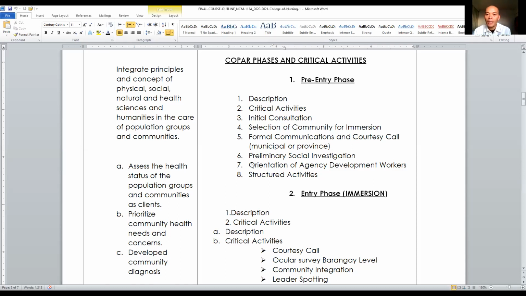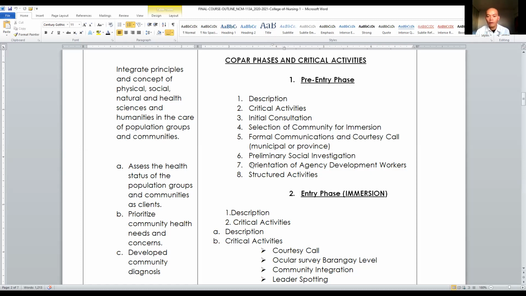Okay, our previous topic was on the COPAR phases and critical activities. We discussed the pre-entry phase, which is the first phase of COPAR. Activities, description, initial consultation, selection of community for immersion. So how do we choose a community for your COPAR?